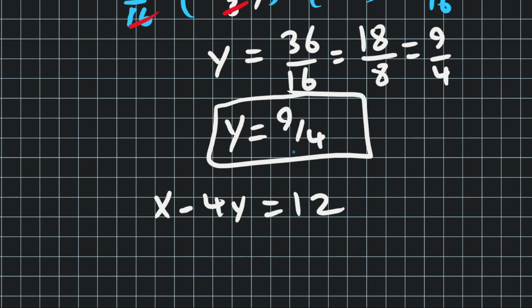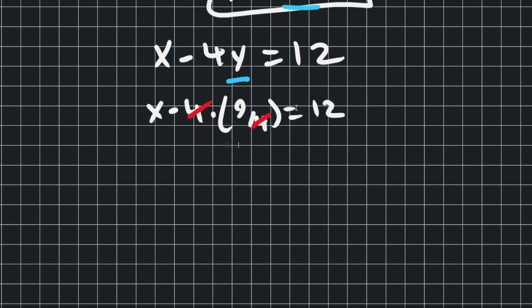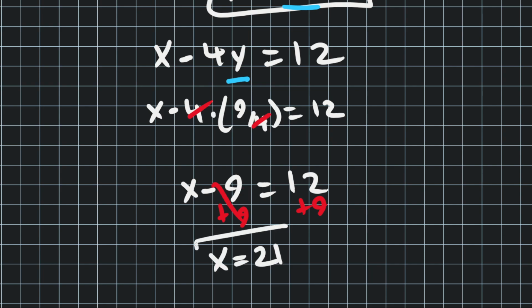And we are just going to substitute the y for 9/4. So x minus 4 times 9/4 equals 12. The 4 and the 4 cancel out, so on the left side we are left with x minus 9 equals 12. We'll add 9 to both sides. And we have x equals 21.